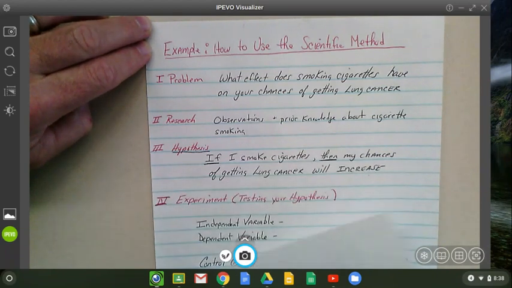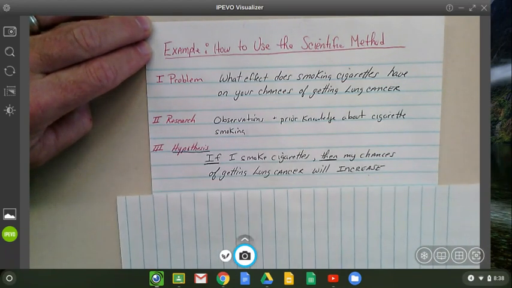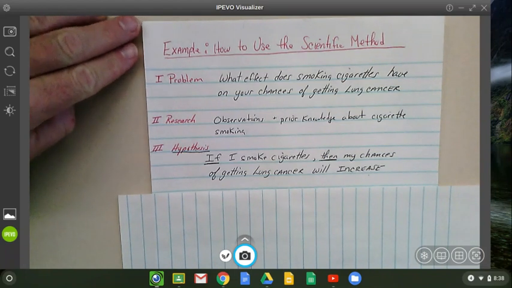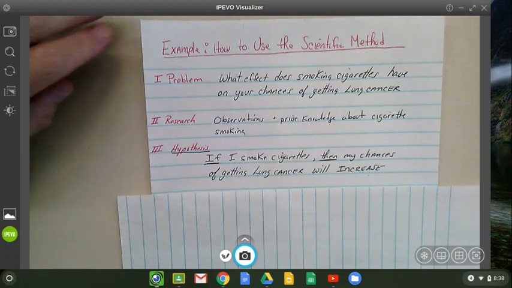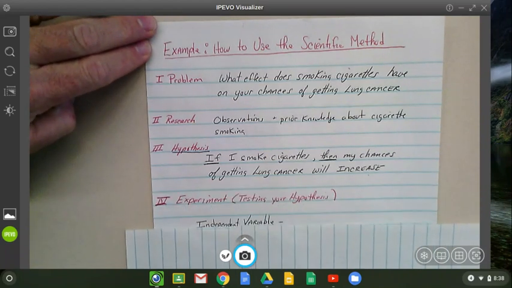Now, if you remember in class, I had said that to correctly form a hypothesis, we use an if-then statement. So here, my hypothesis, to answer the problem above, would be: if I smoke cigarettes, then my chances of getting lung cancer will increase. Perfectly stated hypothesis. It is an if-then format, which will now allow us to then set up an experiment to test our hypothesis.